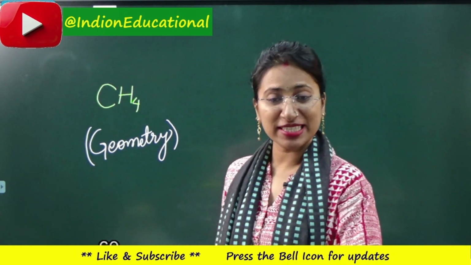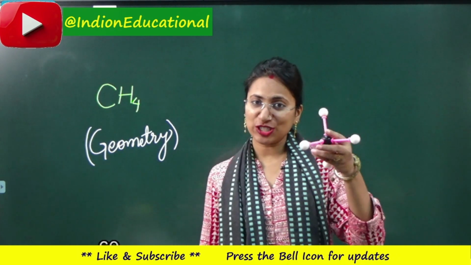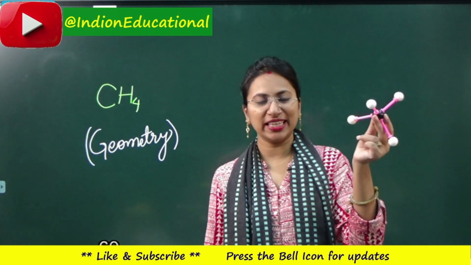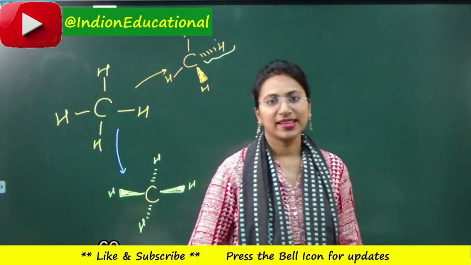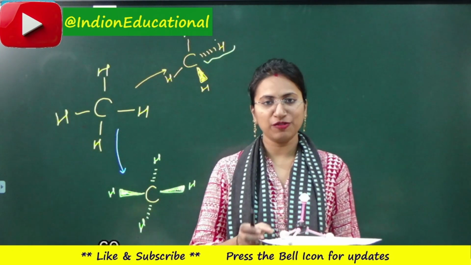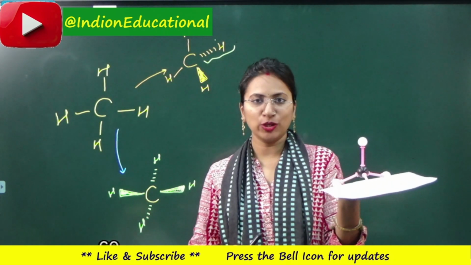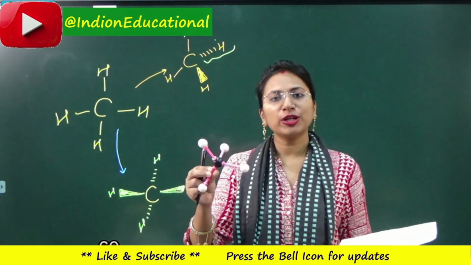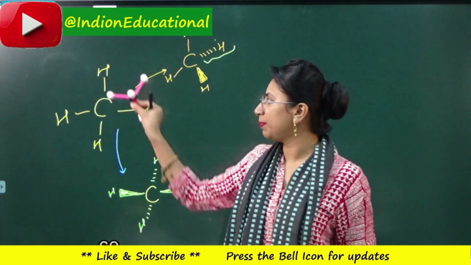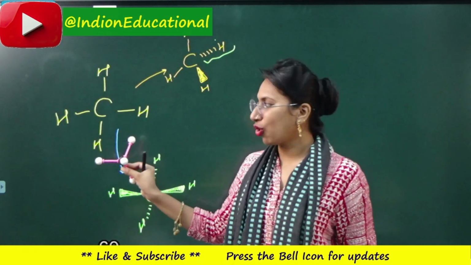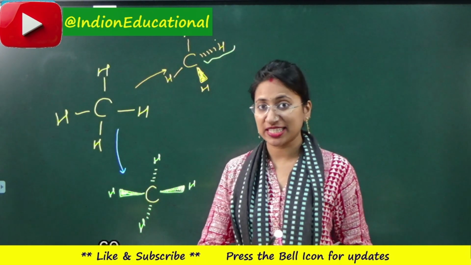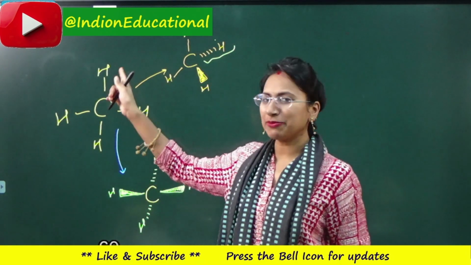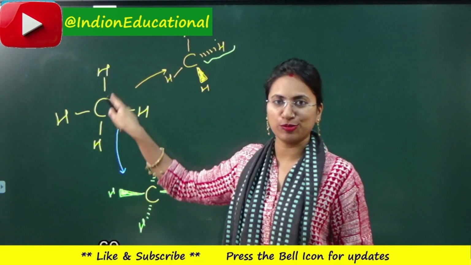Now I am going to discuss the geometry of CH4, the geometry of methane gas. It is a 3D structure. If you want to put it on a plane, it will look like this. So it is completely a 3D structure. You cannot put it on a single plane. All bonds and all atoms cannot be placed in a single plane. But most of the time we indicate it like this, CH4.